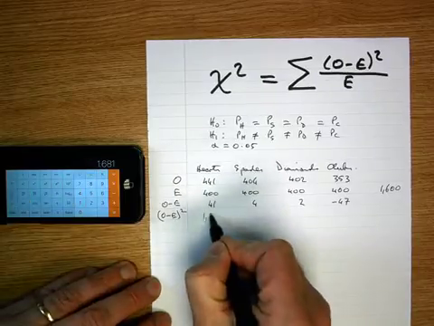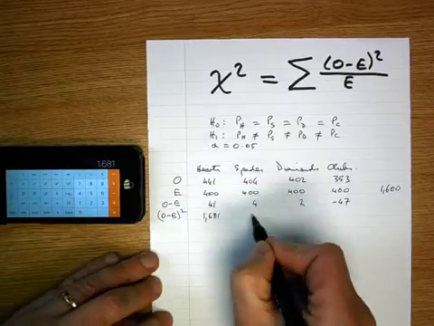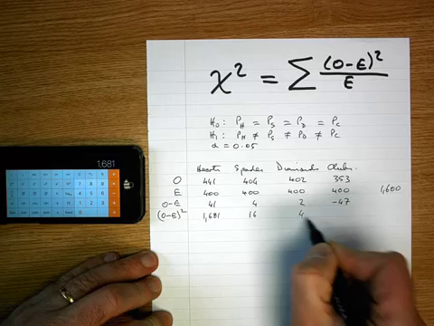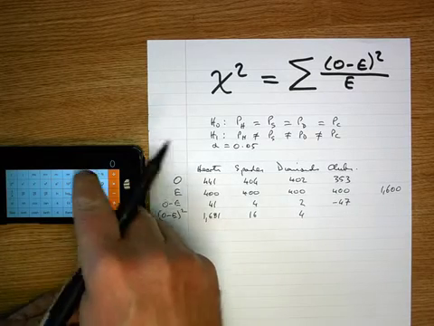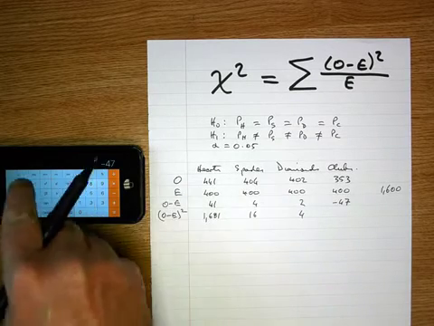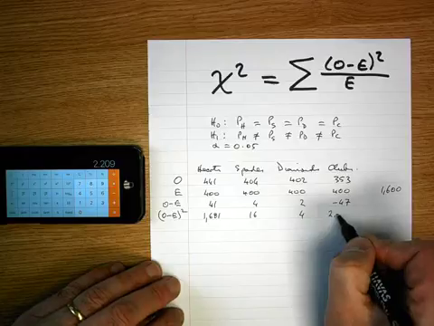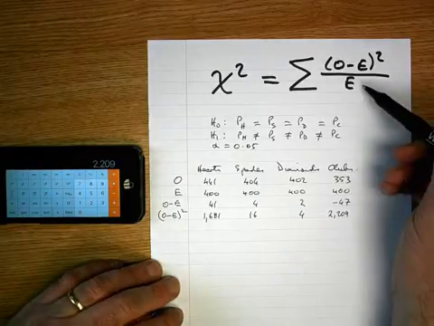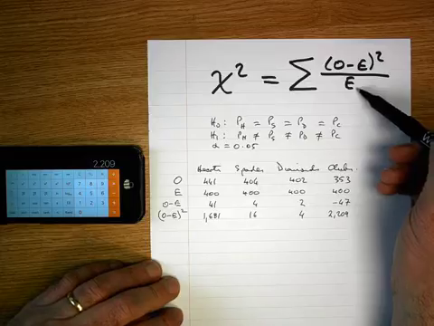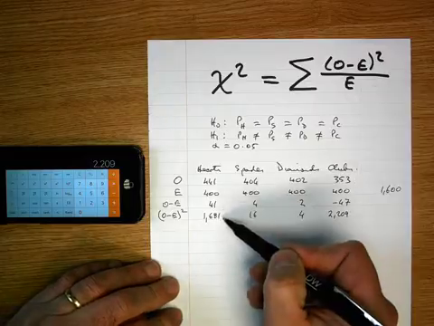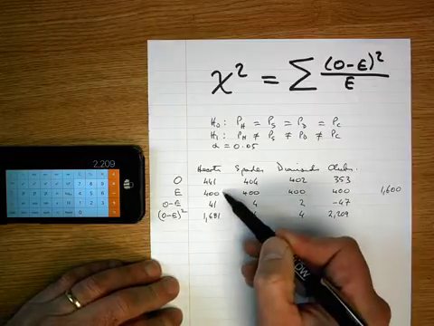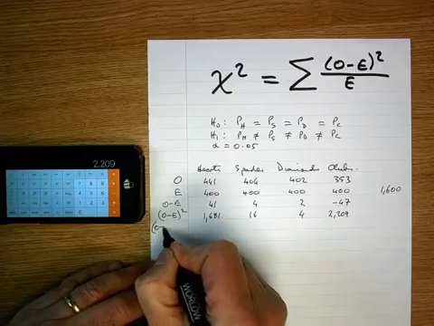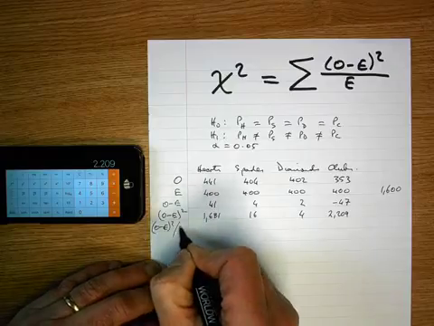That's 1,681. 4 squared in my head is 16. 2 squared is 4. Minus 47 squared is 2,209. The next part of the calculation is we need to divide that number by the expected value. So for hearts, that's going to be 1,681 divided by 400. So let's write that in, O minus E squared divided by E.